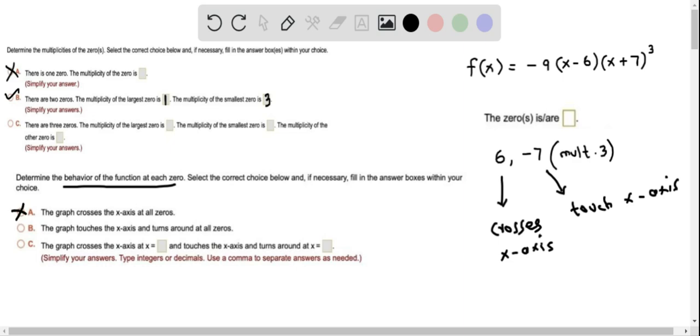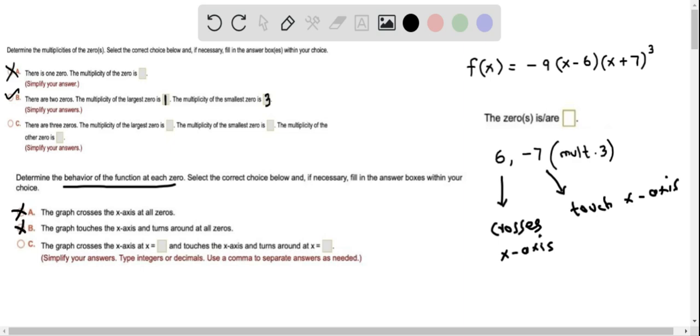Now let's look at choice B. That is, the graph touches the x-axis and turns around at all zeros. No, because at 6 it crosses, and at negative 7, it touches the x-axis. So it does not touch the x-axis at all zeros. This is also wrong.